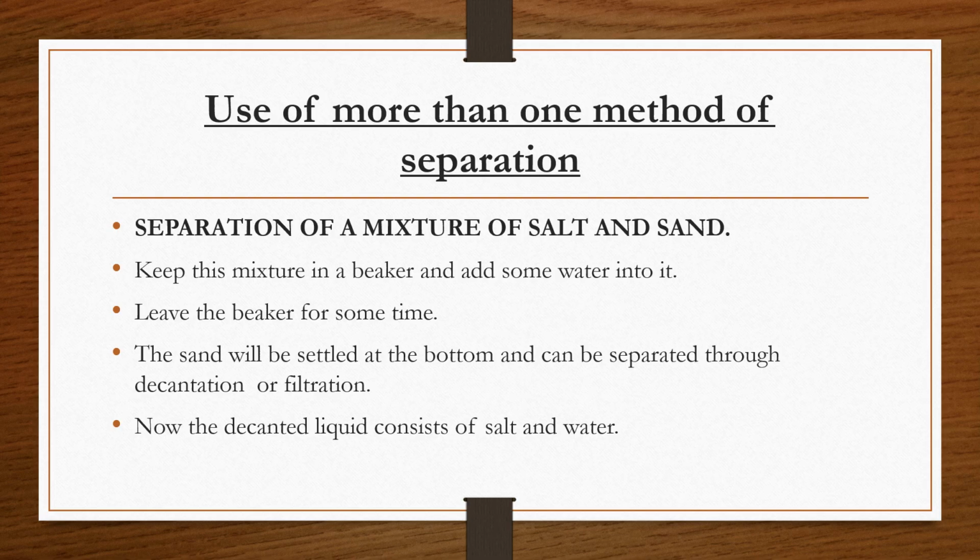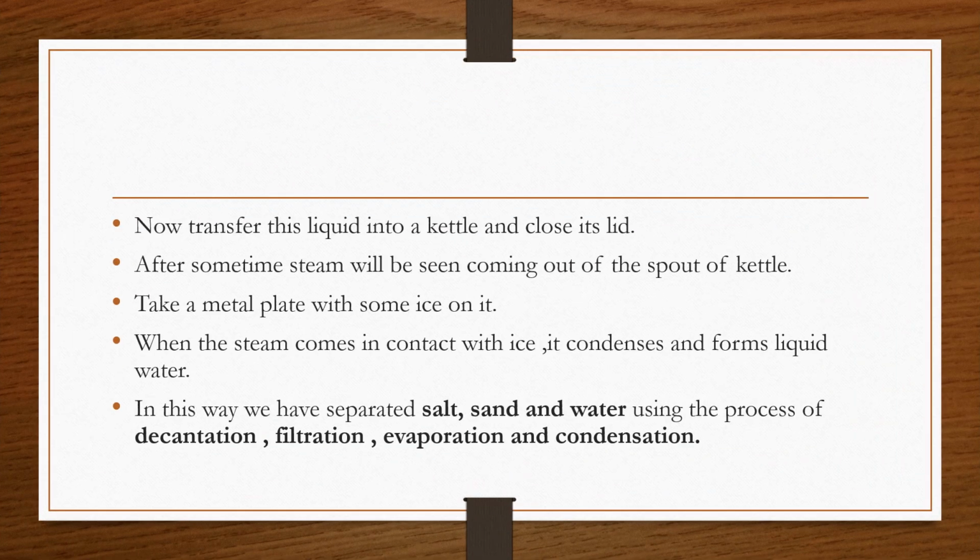It still consists of two things. What are they? Water and salt. Already we have discussed, this water and salt mixture will be separated through the process of evaporation and condensation. Here we can transfer this liquid into a kettle or a beaker and then close the lid and start heating it. After some time, we will observe that the steam will be coming out of the spout of the kettle. Spout means mouth of the kettle.